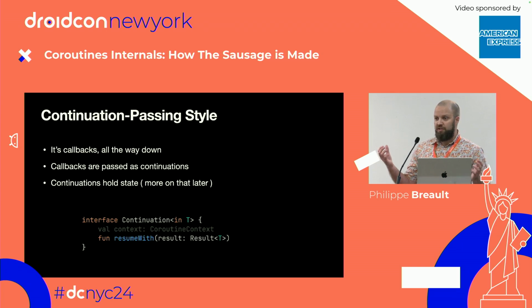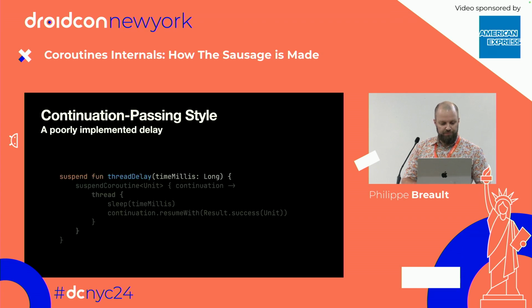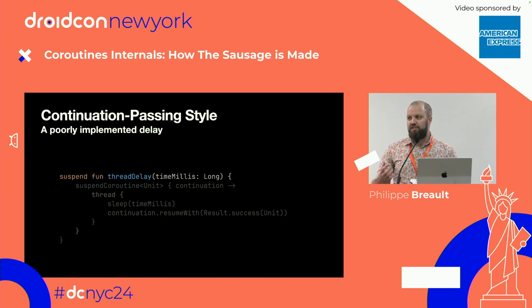We have an example of the continuation interface. It comes from the Kotlin standard library. It just has a resumeWith method plus a coroutine context. And this resumeWith method allows us to resume our coroutine with a result. That's the Result from Kotlin that we know and love, so that's either a success or a failure, which would in general be an exception. So let's see continuations in action.